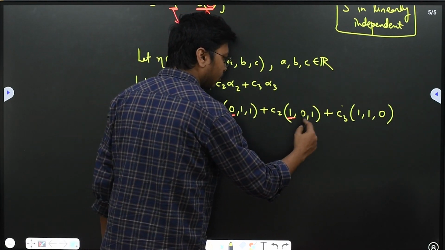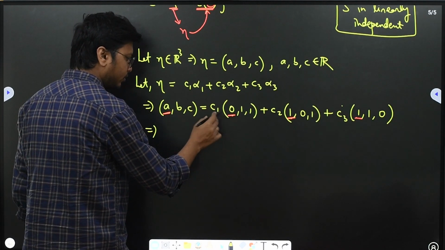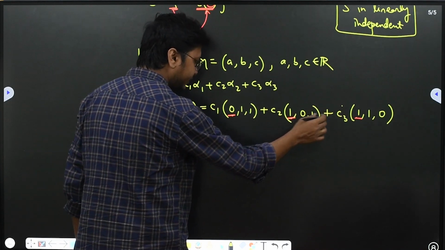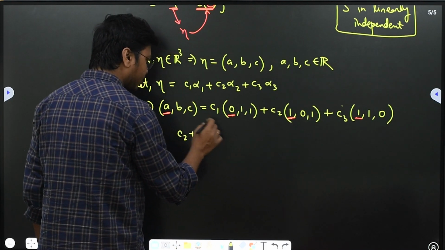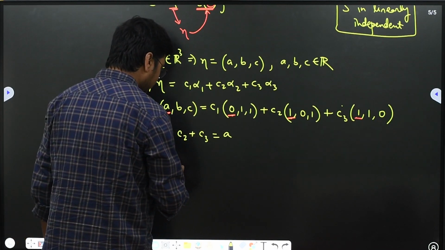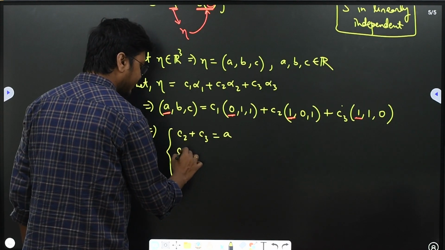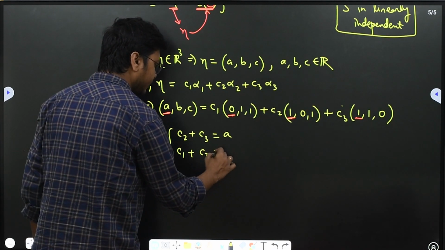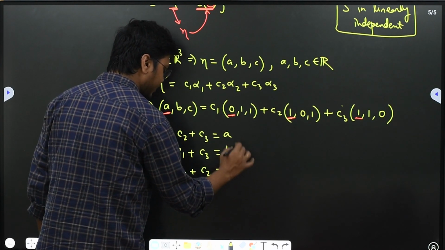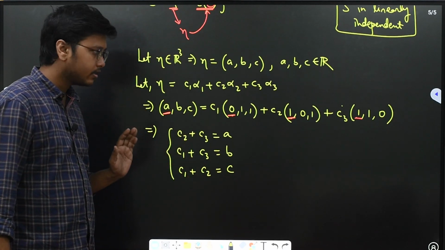So that means if I compare all the x coordinates, I'll have the equation C1 into 0 plus C2 into 1 plus C3 into 1 equals small a, right? Then the second equation, if I take the y coordinates, I'll have C1 plus C3 equals B, and C1 plus C2 equals C, right? So I have these three equations.